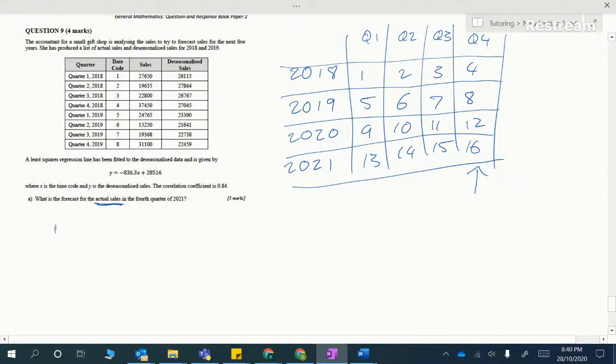So all I've done is substitute 16 into the place of X, and I'm going to figure out what that is first. That'll give us our deseasonalized value. Yes, I can see the shenanigans is that they haven't given us the seasonal indices and they want the actual sales. So we're going to have to figure out the seasonal index that they've used. Fun for everyone.